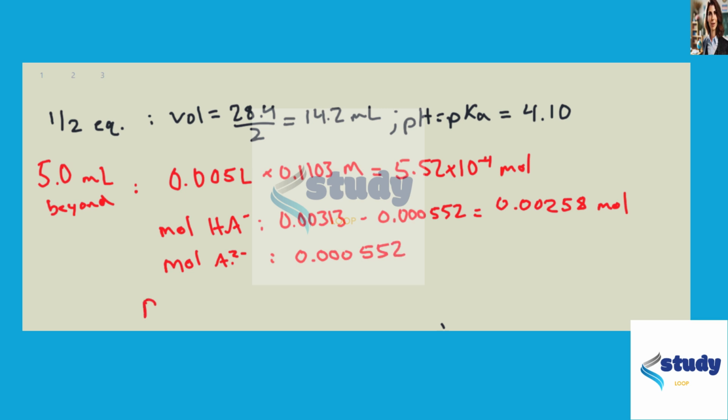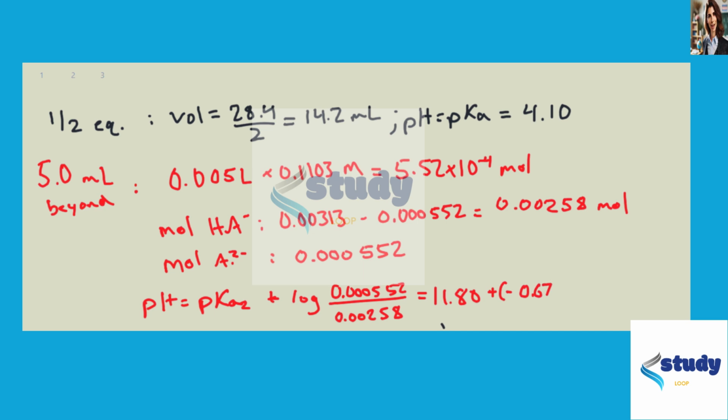And so we can calculate the pH using the Henderson-Hasselbalch equation. Here we're using pKa2 because we're in this second step. And we get the log of base over acid, so 0.000552 over 0.00258 is equal to 11.80 plus negative 0.67 is equal to 11.13.